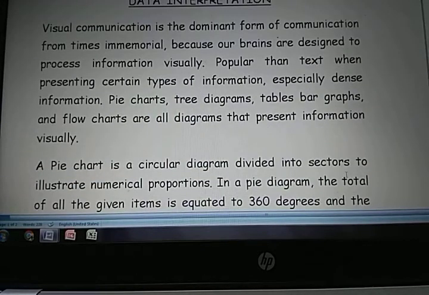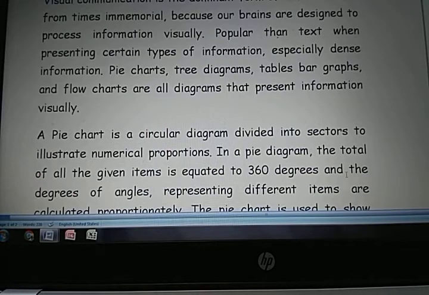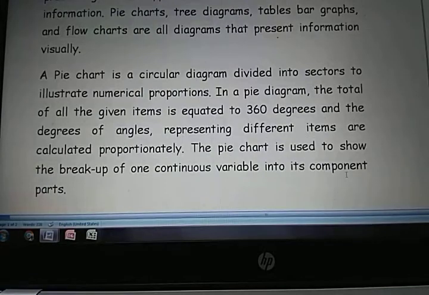A pie chart is a circular diagram divided into sectors to illustrate numerical proportions. In a pie diagram, the total of all the given items is equated to 360 degrees, and the degrees of angles representing different items are the breakup of one continuous variable into its component parts.